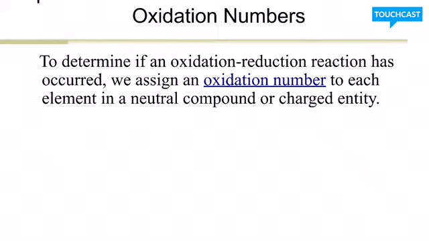Sometimes figuring out who is oxidized and who is reduced can be pretty tough. So what we actually have to learn about is how to assign oxidation numbers to an element in a compound, or maybe even an ion. And sometimes it gets a little tricky, but I've got some good tips for you. So make sure you copy this down. Here we go.